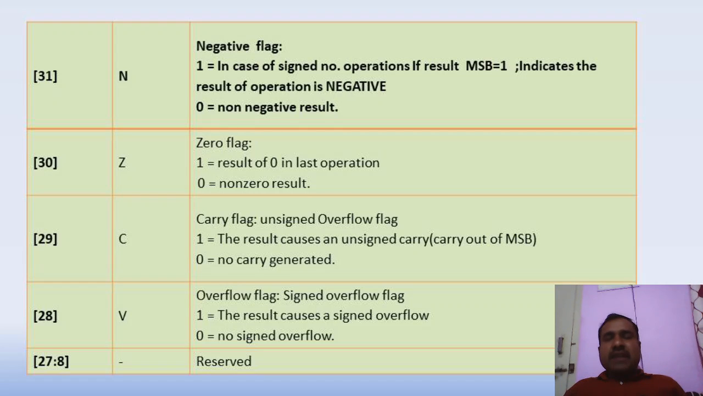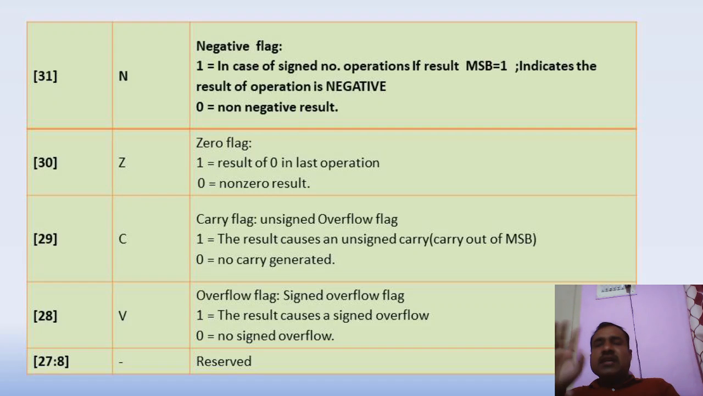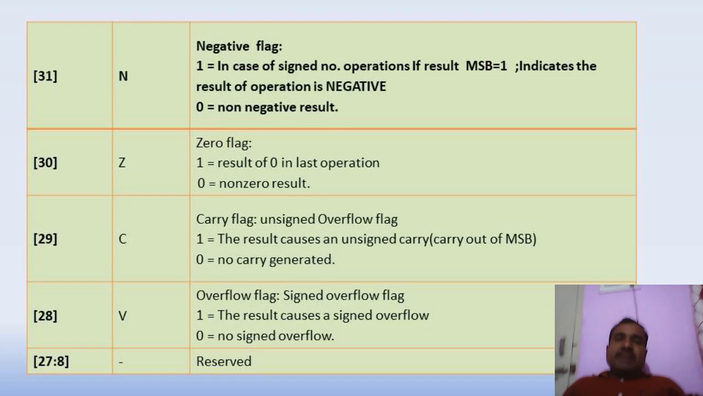Bit number 30 of the CPSR is the zero flag, represented by Z. The zero flag indicates that the last ALU operation has resulted in 0. If Z is equal to 1, the last operation has resulted in 0. If the Z flag is equal to 0, the last operation hasn't resulted in 0, so the result is non-zero. The next bit, the 29th bit, is the carry flag, sometimes also called the unsigned overflow flag.